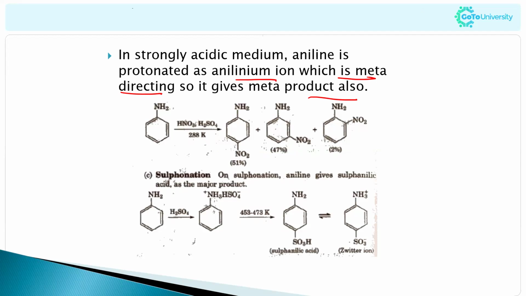But here we have ortho. If you want to produce meta product instead of ortho and para, we can do the reaction in strongly acidic medium. Because in strongly acidic medium, this NH2 group will be converted into NH3 plus group, that is, anilinium ion will be produced. Thus, anilinium ion is a meta-directing group, whether the remaining group may be ortho or para-directing, but anilinium is actually a meta-directing group, so they will produce the meta products.